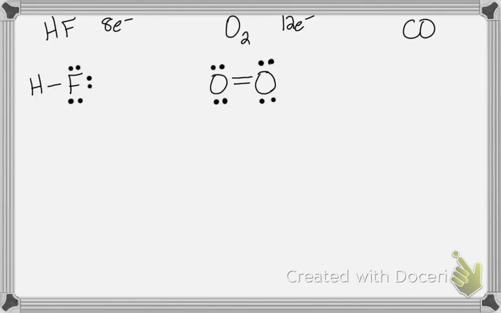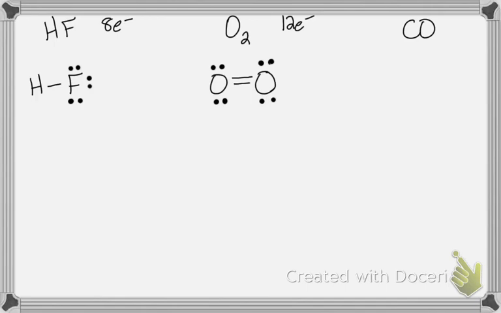Now we go through the checks. Are 12 electrons used? 2, 4, 6, 8, 10, 12. So that checks out. The other check, does each oxygen have an octet? 2, 4, 6, 8. That oxygen has an octet. 2, 4, 6, 8. That oxygen has an octet. So that is the Lewis structure for oxygen. Always go back and do your checks.